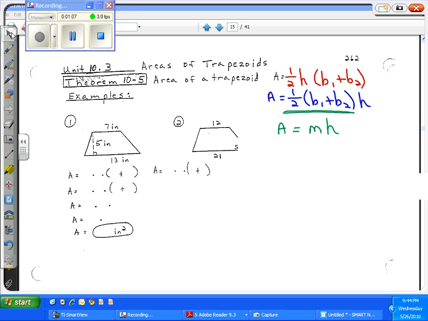So 1/2 height times sum of bases, 1/2 sum of bases times height. Half sum of bases is median, so median times height. You may also see it like this: height times base 1 plus base 2, with the 2 on the bottom, over 2. I'm going to use what's in red, 1/2 height sum of bases. Okay?